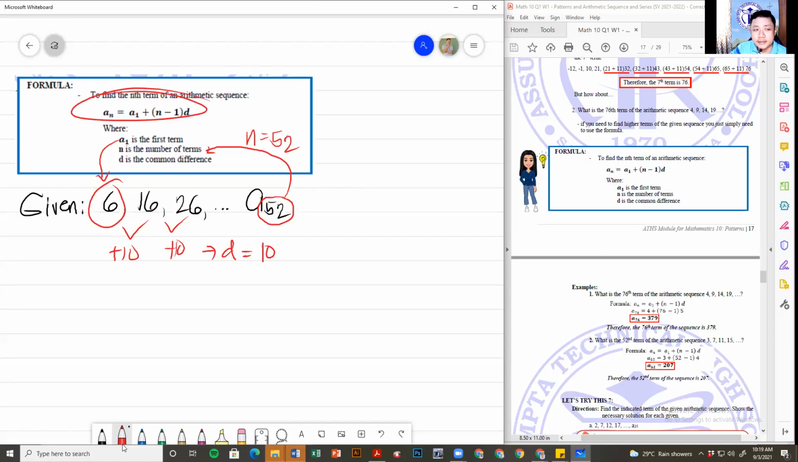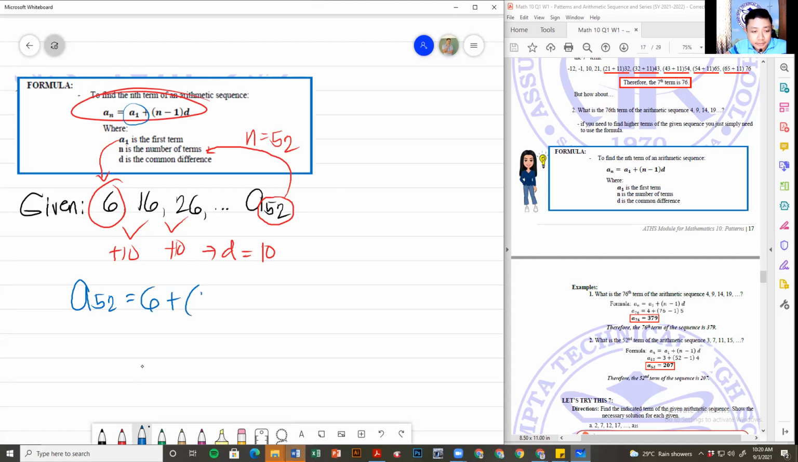Okay, let's do this. A sub 52, of course, we will substitute na everything here. a sub n becomes a sub 52. Let me use another color here. There. So we have here a sub 52. Why did I change n to 52? Because n is 52. As simple as that. And we are looking for the 52nd term. a sub 52 is equal to, let's have this, a sub 1, that is 6, plus, just use the formula.